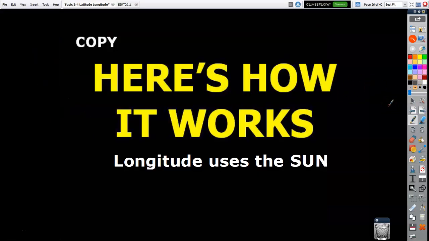So longitude's a little different. Latitude, again, you remember, uses Polaris, and whatever Polaris's angle is your latitude. Longitude uses the sun, which is also a star. So they both use star angles. Polaris is used for latitude, and the sun is used for longitude. This is a little trickier, so let me go through the steps here to find your longitude.